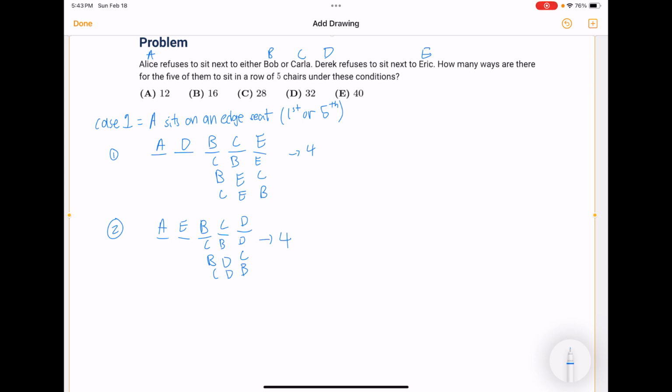As we see here, case 1 is when A sits on an edge seat, so we have only covered when A is in the first chair. What about when A is in the last chair?